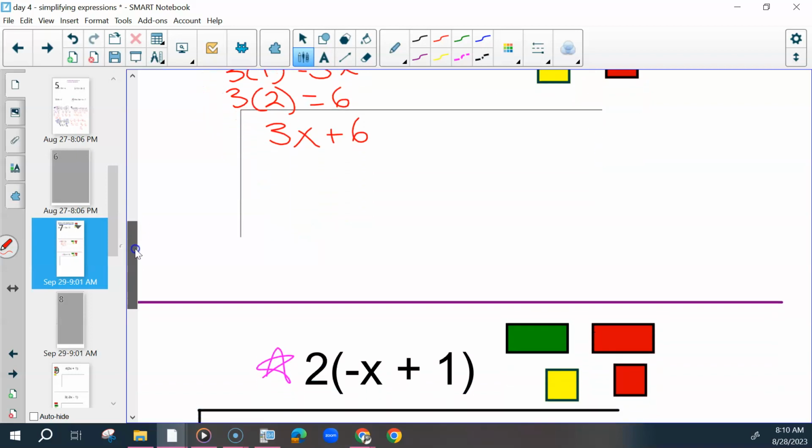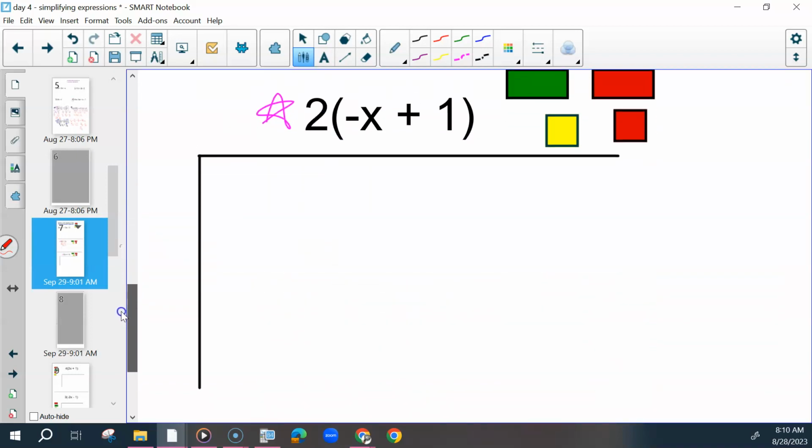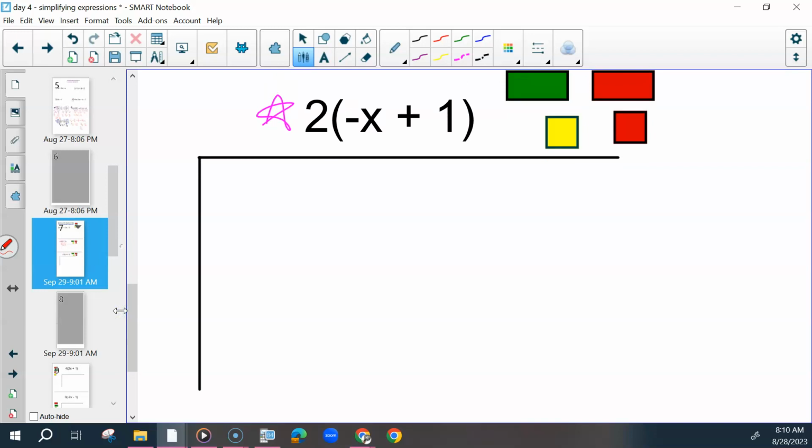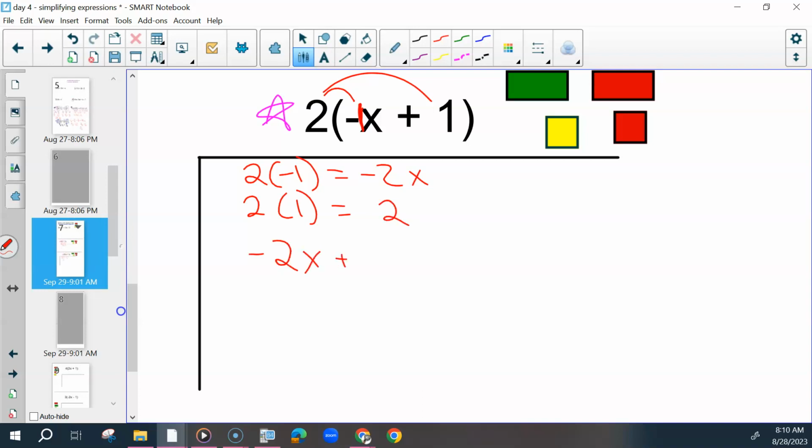Let's try this next one. Same thing. Multiply the 2 to all the numbers. So 2 times -1 is -2x. And then not plus 1, but plus 2. Okay. Once you get the hang of this part, you don't have to write this out every time. But for now, I'm just writing it out until you get the hang of it.